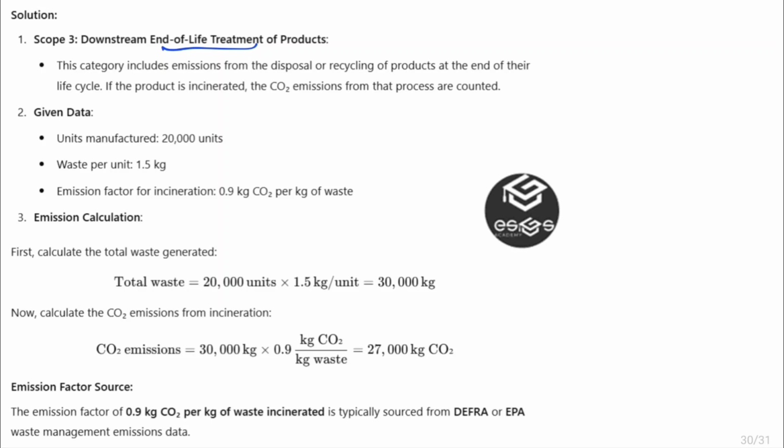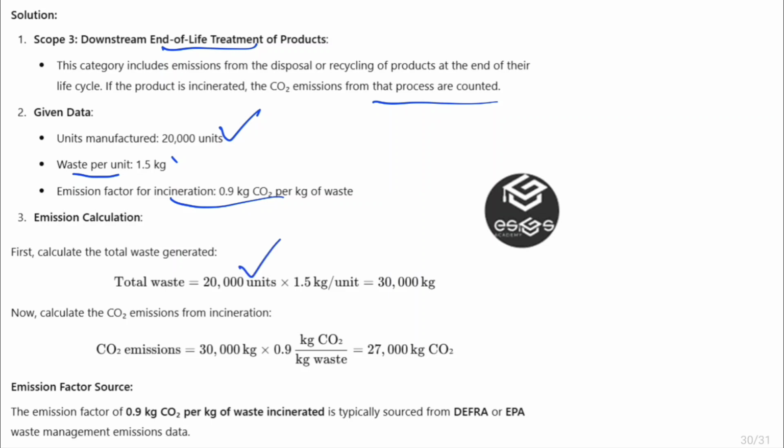So, end-of-life treatment, as I told you before, when we talk about this category of emissions, we are talking about disposal or recycling of the products at the end of their life cycle. The product is being incinerated, so CO2 emissions from the process are counted here. Total units manufactured are 20,000, waste per unit is 1.5 kg, and the emission factor for incineration is 0.9 kg CO2 per kg of waste.